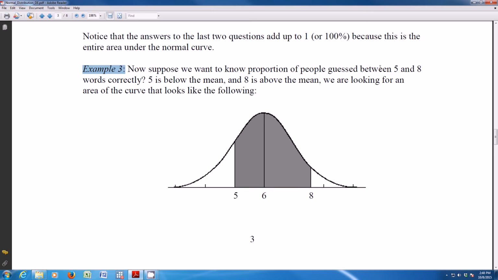Suppose now that we wanted to figure out how many people guessed between 5 and 8 words correctly on the vocab test. Here's our diagram. So notice that 5 is below the mean, while 8 is above the mean. And so we're going to have to do this in 2 steps. We're first going to have to find the area between 5 and 6, and then we're going to have to find the area between 6 and 8. And if we just add those two areas together, that's going to be the answer to our question.